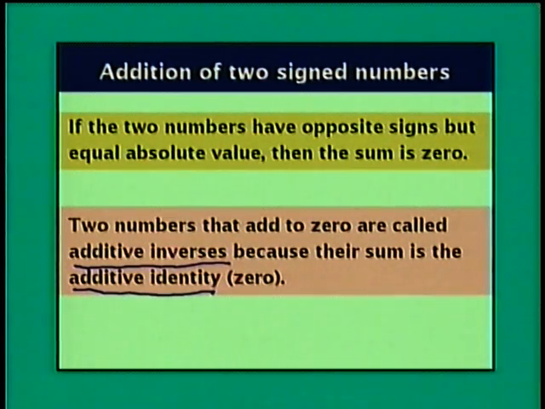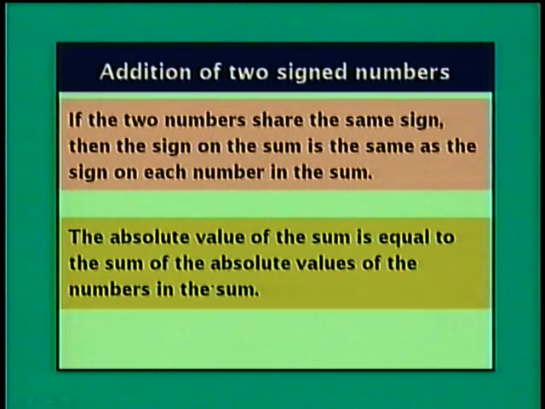It's really important that you memorize these two phrases because when you hear these phrases coming out of our mouths, or when you read these phrases in the textbook, you want to be able to understand what we're trying to communicate. That's why you need to memorize the meaning. We saw earlier our other rules, that if two numbers share the same sign, then the sign on the sum is the same as the sign on each number in the sum. And the absolute value of the sum is equal to the sum of the absolute values of the numbers in the sum.